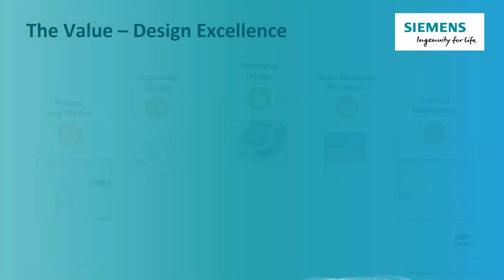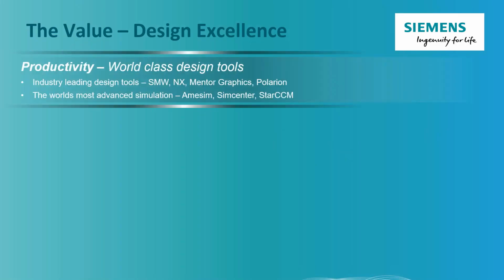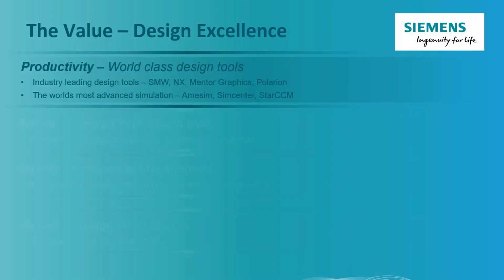So just a note that the data set that we're using is this open ventilator project. Just as a reminder, the value that we're really talking about in design excellence, we have 3 different values that we talk about. In this case, we're really talking about the first one, which is productivity. What are world-class design tools? How are those design tools used? How do they relate to one another? And how are they represented in the digital thread? So the first thing, and what this session is really about, is productivity.